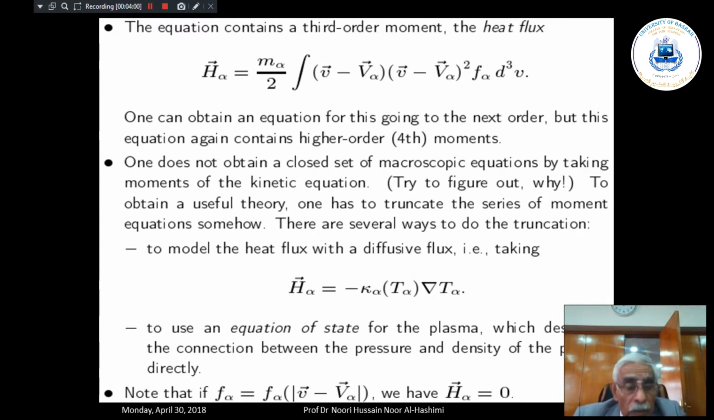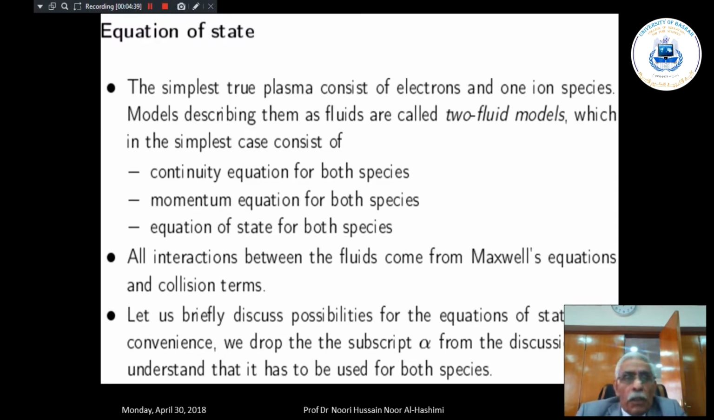In this equation, use an equation of state for plasma which describes the connection between the pressure and the density of the plasma, which relates the pressure with density. Note that if f sub alpha equals somehow f sub alpha of absolute v minus v sub alpha, we have H sub alpha nothing but 0. Equation of state.